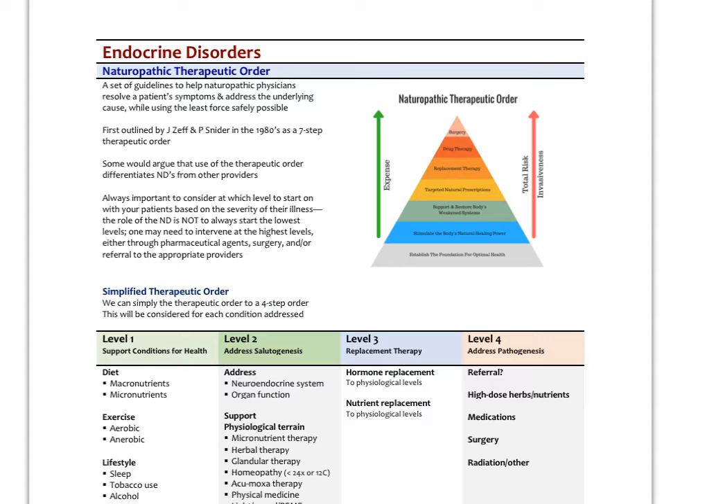So that brings us finally to the naturopathic therapeutic order. This was a set of guidelines that was first laid out by Jared Zeff and Pamela Snyder in the 1980s. They proposed a 7-step therapeutic order, which essentially says you start with the least invasive and you move upward to the most invasive. So drugs and surgery, most invasive at the top, things like diet, lifestyle, more at the bottom. And so that's kind of the general idea.